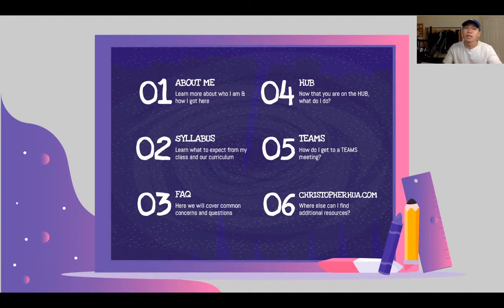First is the hub. The hub is where you're going to find all your resources. That means your notes, your PowerPoints, the videos like this one, and where you can turn in all your homework and assignments. Teams is where you're going to join for synchronous live meetings. And on my personal website, christopherhua.com, is a second place besides the hub where you can access resources like videos, PowerPoints, and notes. So again, we're going to talk about the hub, Teams, and my website.